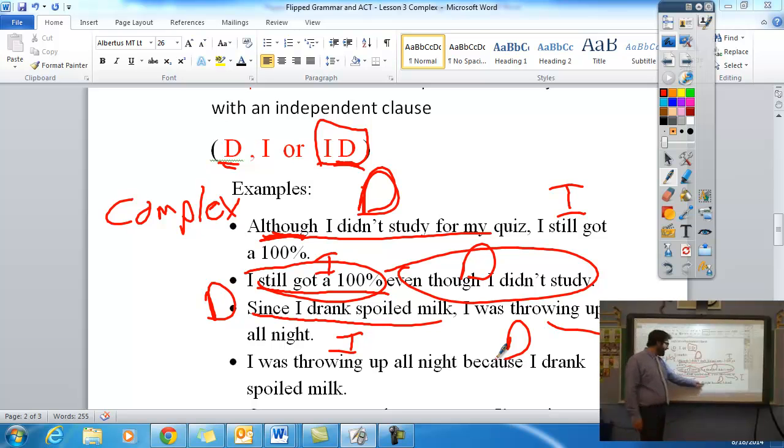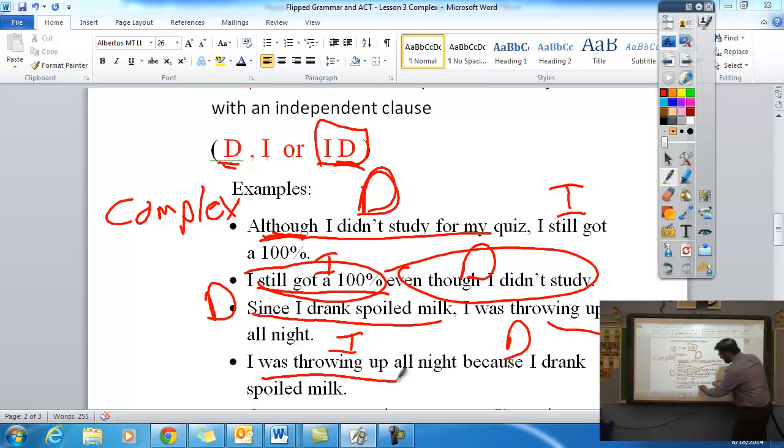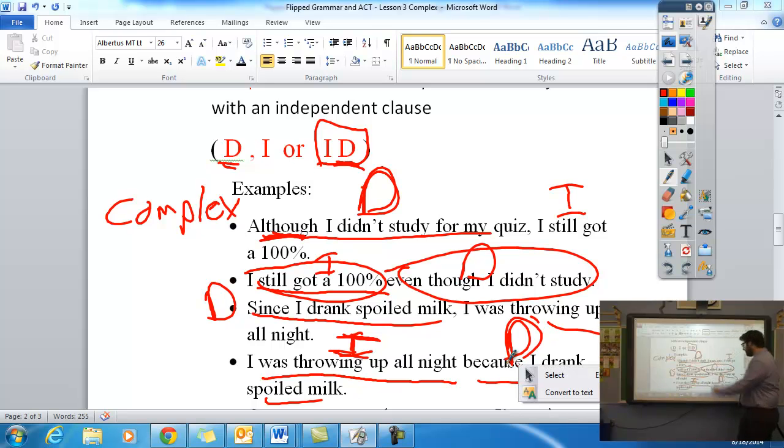I was throwing up all night, right? That could be its own sentence. And if you took this away, I was throwing up all night. That could be its own sentence. That's an independent clause, right? And then we've got our dependent clause. Because I drank spoiled milk, right? That can't be its own sentence. That's our dependent clause. But this is a good complex sentence because we've got our independent plus our dependent clause, right? Make sense?